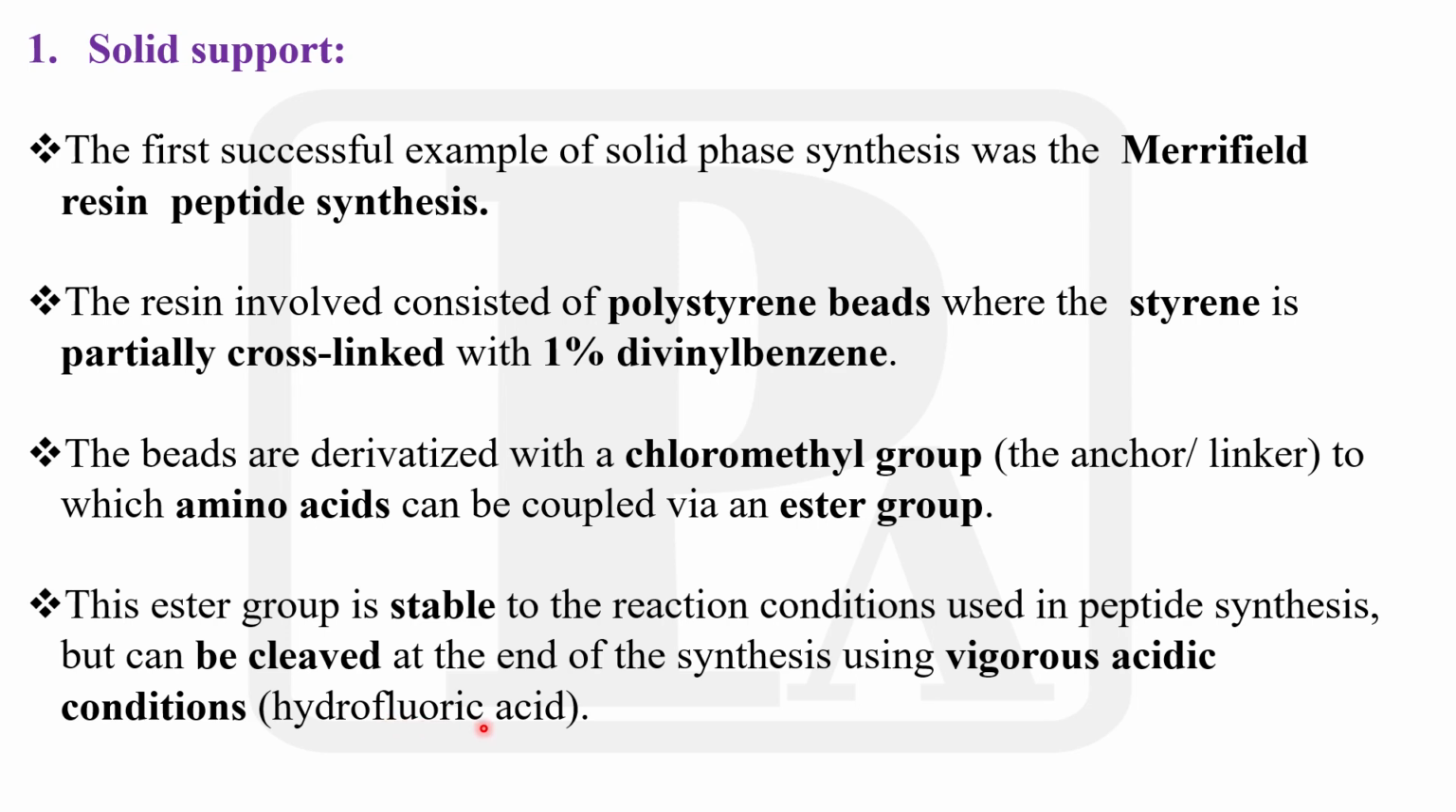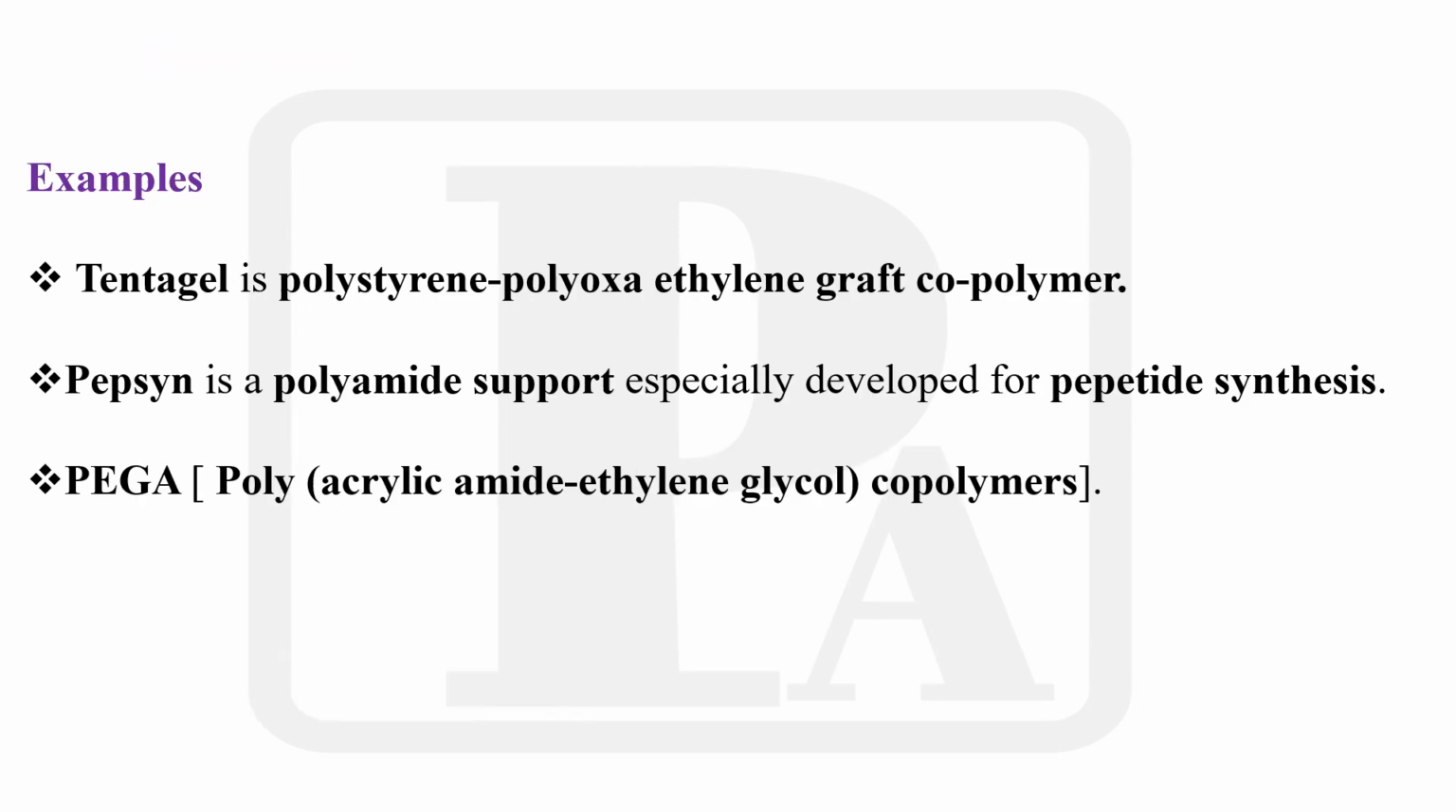That is called hydrofluoric acid. So in the case of Merrifield resin peptide synthesis, what is the resin used? Polystyrene bead. And what is the linker used? That is the chloromethyl group. And for cleaving that, we are using acidic condition, that is, the acid used is hydrofluoric acid.